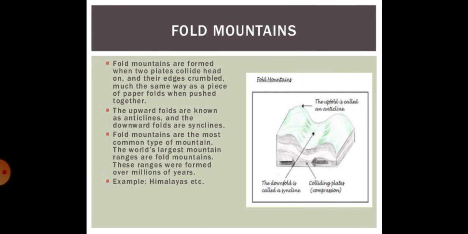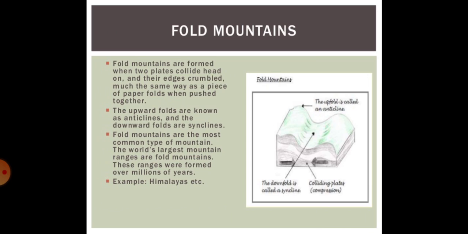Now first of all, we are just going to discuss fold mountains. Fold mountains are the most common type of mountain. The world's largest mountain ranges are fold mountains. These ranges were formed over millions of years. Fold mountains are formed when two plates collide head on and their edges crumble much the same way as a piece of paper folds when pushed together.